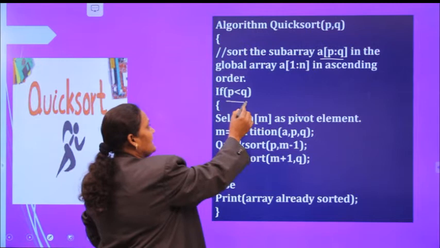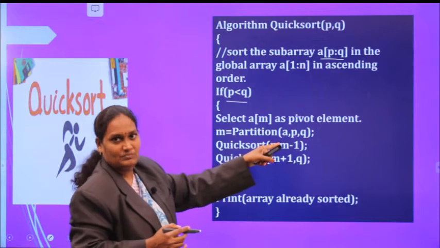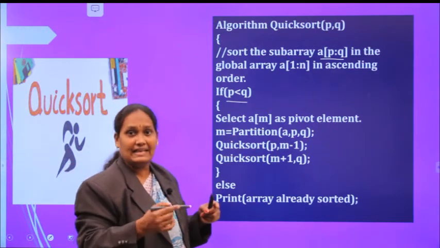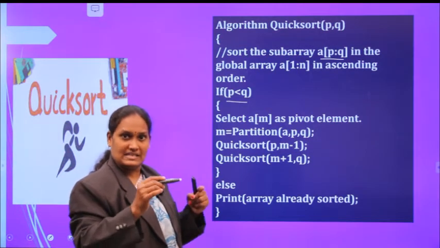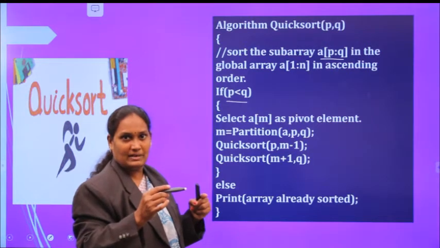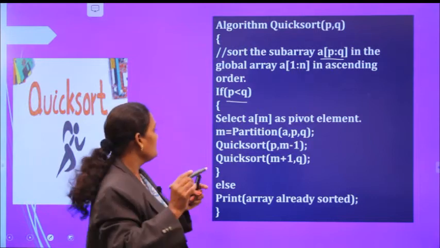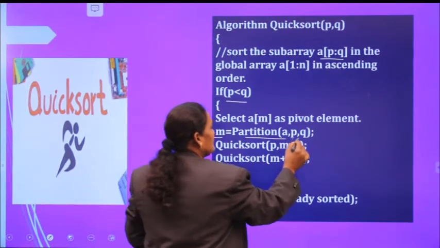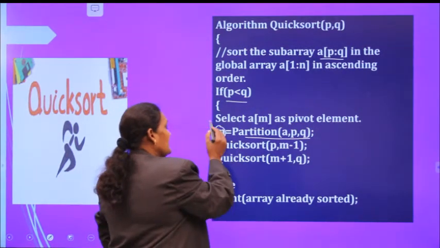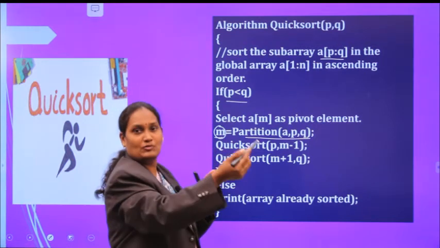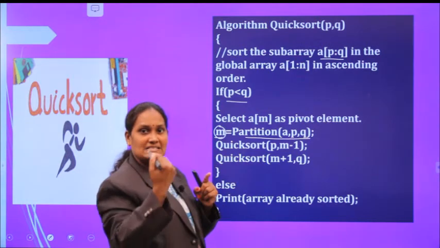So if p less than q, select a of m as pivot element. Randomly we can select any element as the pivot element out of the given elements. But we probably consider the first element as the pivot element for our convenience. And here m is equal to partition a, p, q. That is, m is the pivot element. We are going to rearrange the position of the pivot element. By the rearrangement of the position of the pivot element, the array is partitioned.